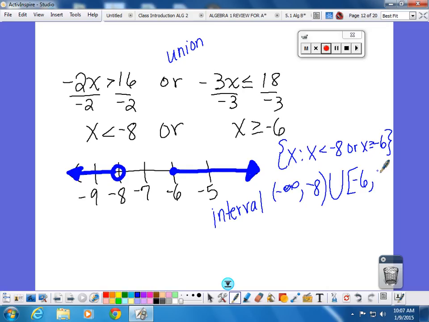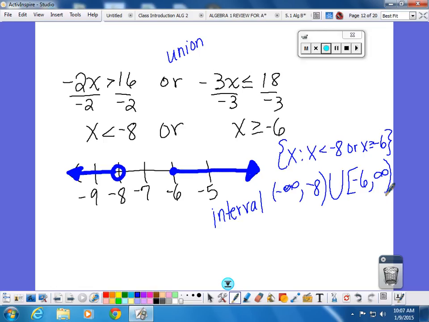And where does it go? Positive infinity, and infinity is always open. Now that's just a simple, and I use that word loosely, that's just a simple inequality. But I can tell by looking at some faces it's been a while and we don't remember stuff.